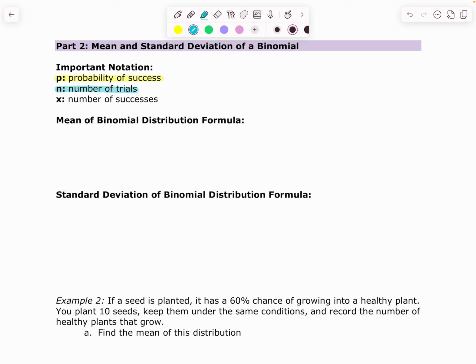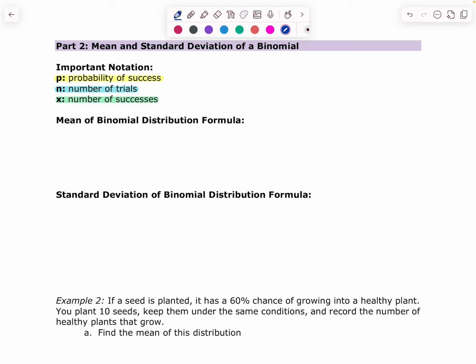N is the number of trials. So if I'm going to flip the coin 10 times, that would be the number of trials, my 10 coin flips. And then X is the number of successes. How many times did I get heads when I flipped the coin 10 times? That's represented by X.